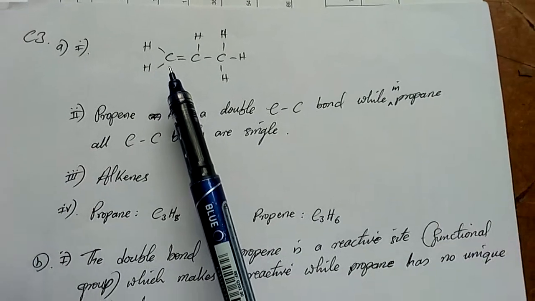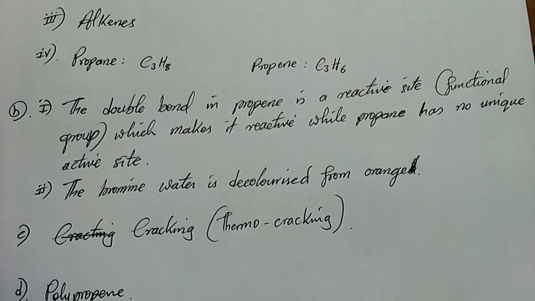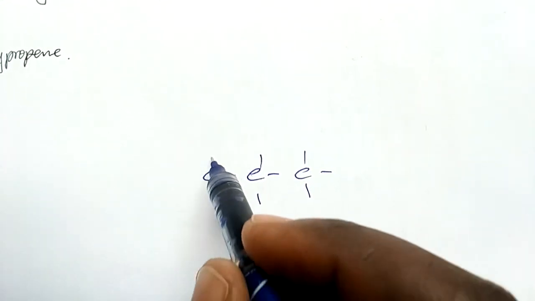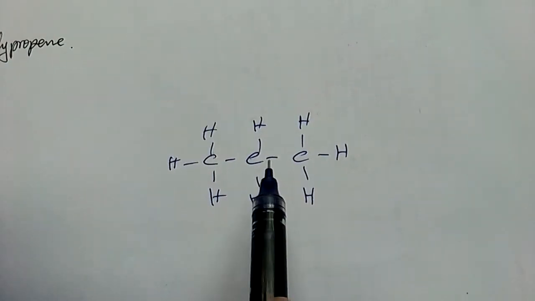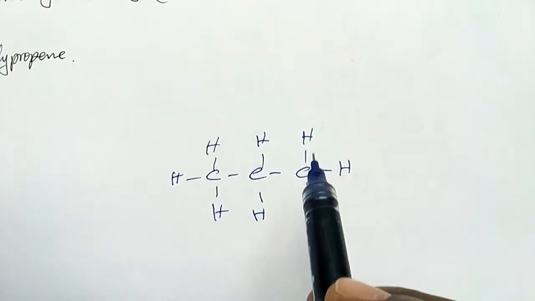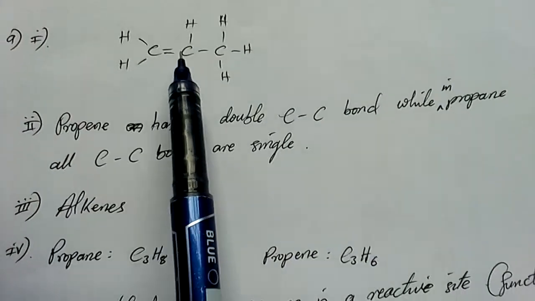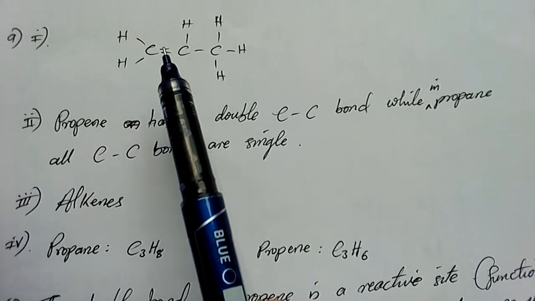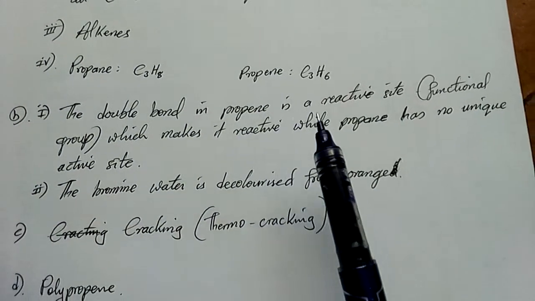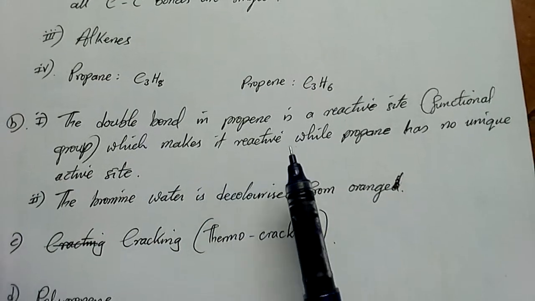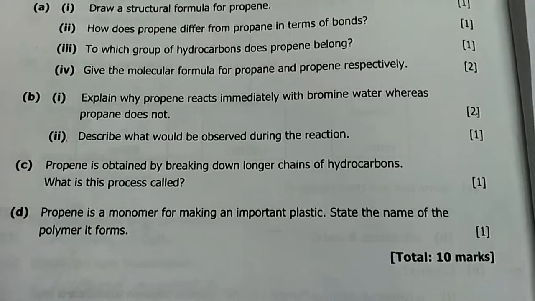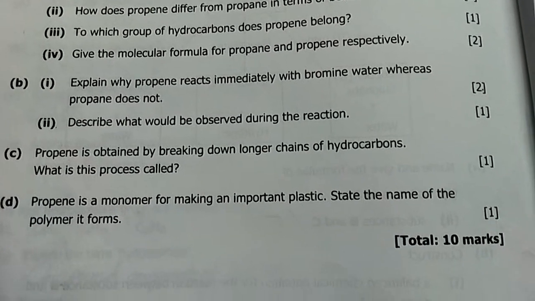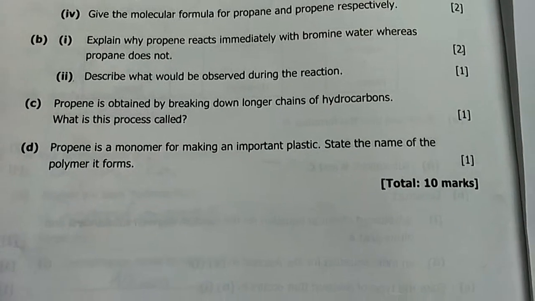Whilst in propane, there is no uneven distribution of electrons. Let me just write it down. Propane is something like that. That is our propane. 3 carbons and 8 hydrogens. Look, there's no double bond between carbon to carbon or anywhere, so it's kind of uniform. So it's much more stable compared to one which has a negative field because of the clustering of electrons in the double bond. So my answer there in B1 is the double bond in propene is a reactive site, which makes it more reactive, while propane has no unique active site, therefore making it more inert. So the double bond breaks to leave only one bond, and it reacts with bromine water and results in decolorization of the bromine water from orange to colorless.